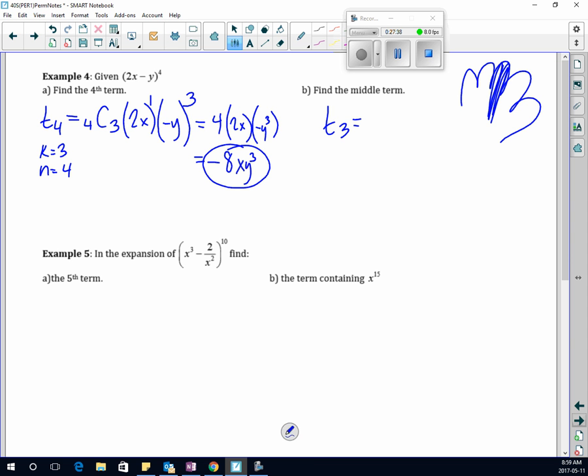What's my middle term? Okay, term 3. K is 2. Thank you. What's N? Still 4. Nothing changed, right? So NCK, 4C2. First term, which is 2x to the power n minus k, so 4 minus 2, 2. The second term, which is minus y, is going to be to the power k, which is 2. What's 4C2 equal to?